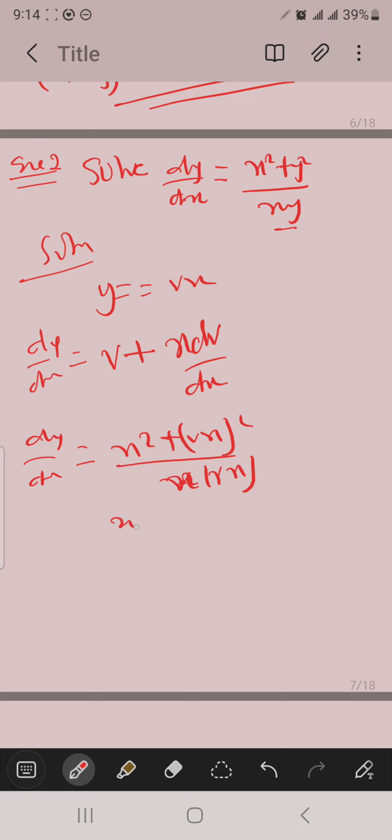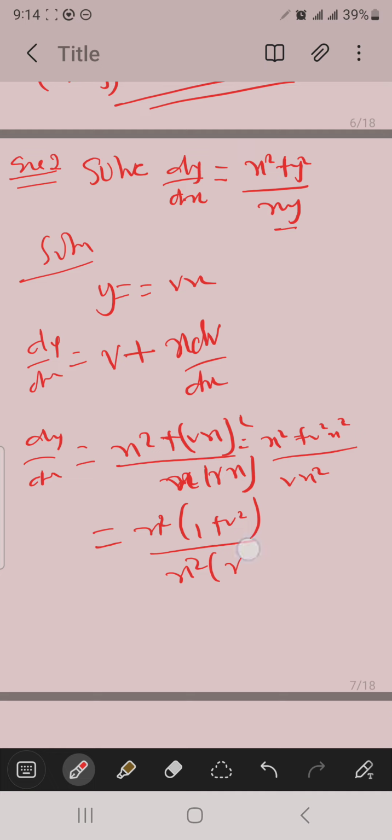So this one is going to be x squared plus v squared x squared over v x squared. x squared is common here, so we have x squared into bracket 1 plus v squared, all over x squared into bracket v. So this cancels with this, and we now have 1 plus v squared over v. That's what we have here, so it is our dy/dx like that.